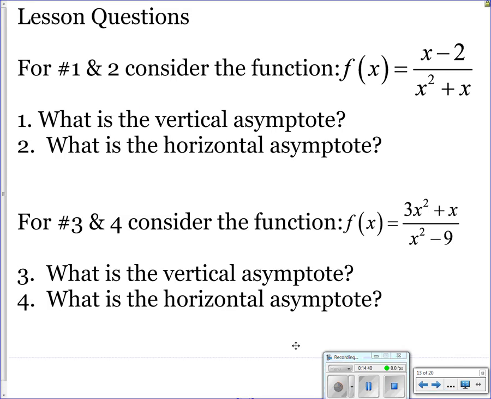There are your lesson questions for the day. Please make sure you took good notes, because these can be somewhat challenging examples.